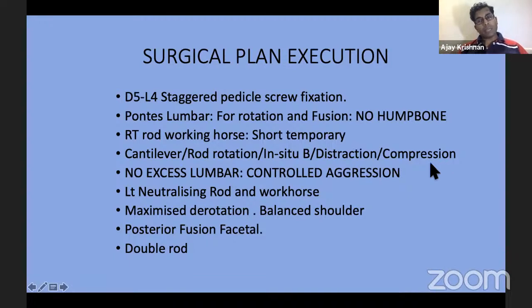And there's no excess lumbar curve correction I attempt, because if I would have corrected the lumbar excessively, then I would have made the dorsal or the thoracic more prominent with the right side up. So that was the thing I wanted to control to a certain level and not go beyond a correction of say 40 to 50 percent. And the maximization of the derotation of the lower vertebra was achieved, as Ranjith also talked about, and the posterior fusion and double rod I used.